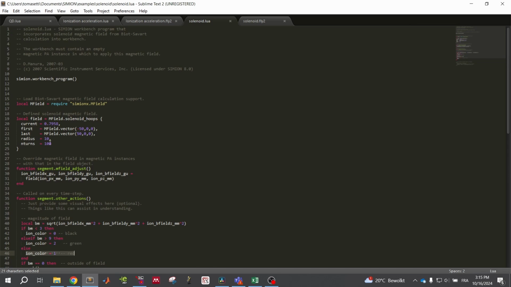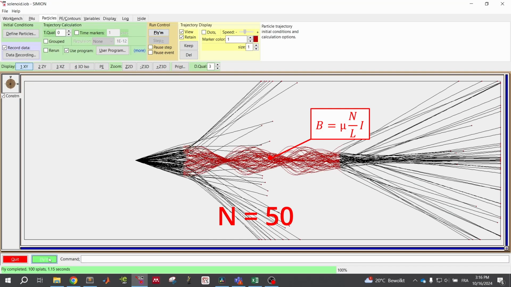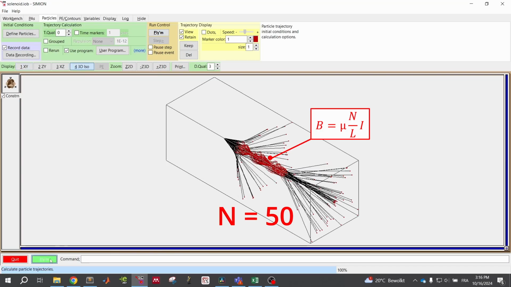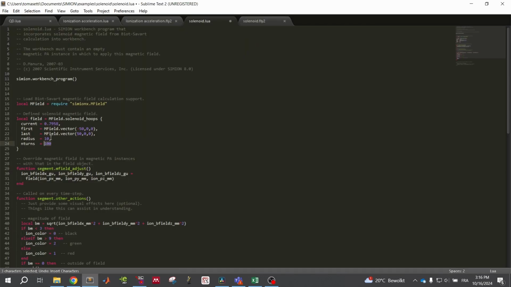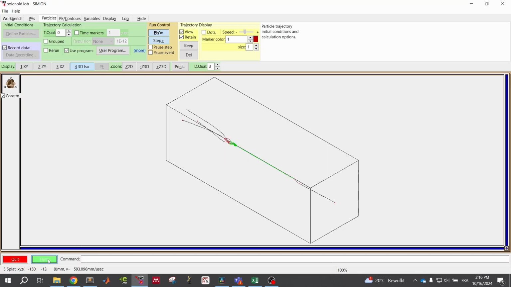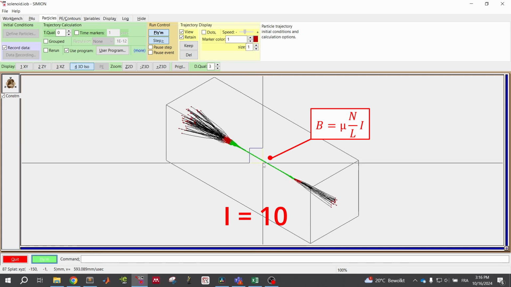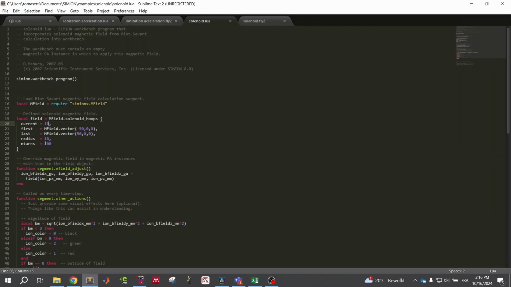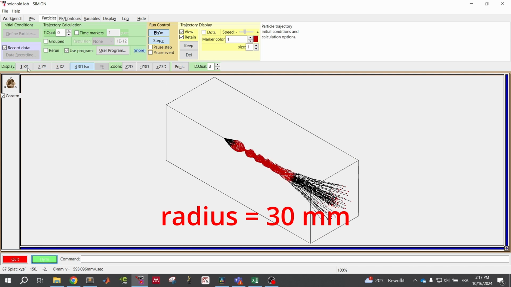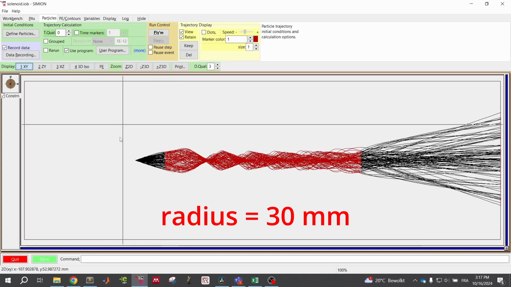What happens if I change the number of turns to 50? The magnetic field inside the solenoid decreases because it is proportional to the number of turns. If I change the current, we will have the similar effect. The magnetic field will decrease. You can also increase or reduce the radius to avoid repel electrons. For example, here in this case, I can increase the radius so that all my electrons will enter the solenoid. So you can really play on all the parameters here.